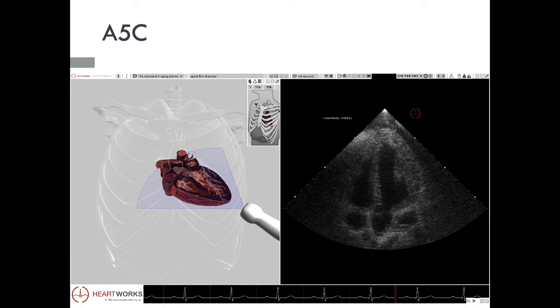So starting off with an apical 5-chamber view, we developed this by starting with a 4-chamber view and then lowering the tail of the ultrasound probe so that the plane of ultrasound elevates to include the left ventricular outflow tract, and we just see here the aortic valve coming into view. And you can see here that the alignment for the measurement of flow velocities through the valve is pretty good.